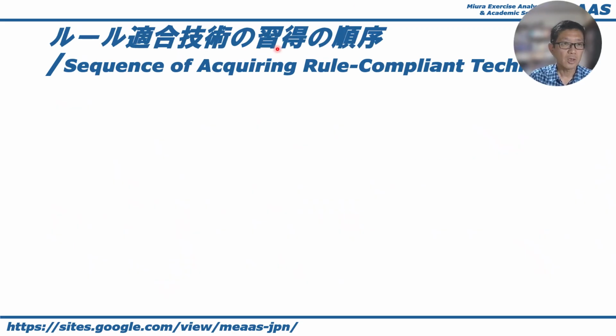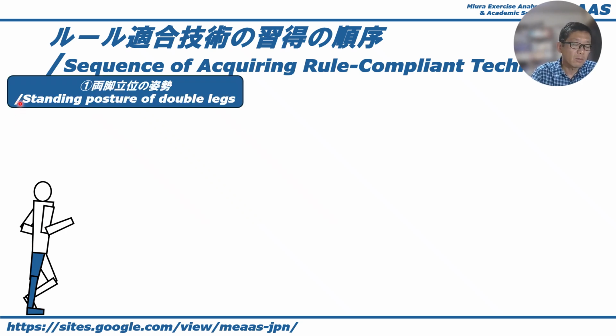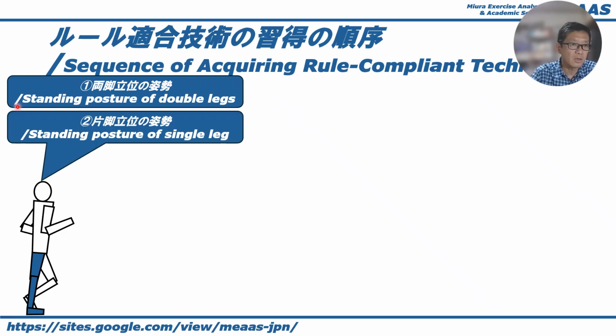I talk about the sequence of acquisition of basic technique. The sequence is the most basic technique for race walking, the practical portion of single leg support. I already talked about the basic training for the standing posture of double legs and single leg, in the 9th movie and 10th movie, as review.